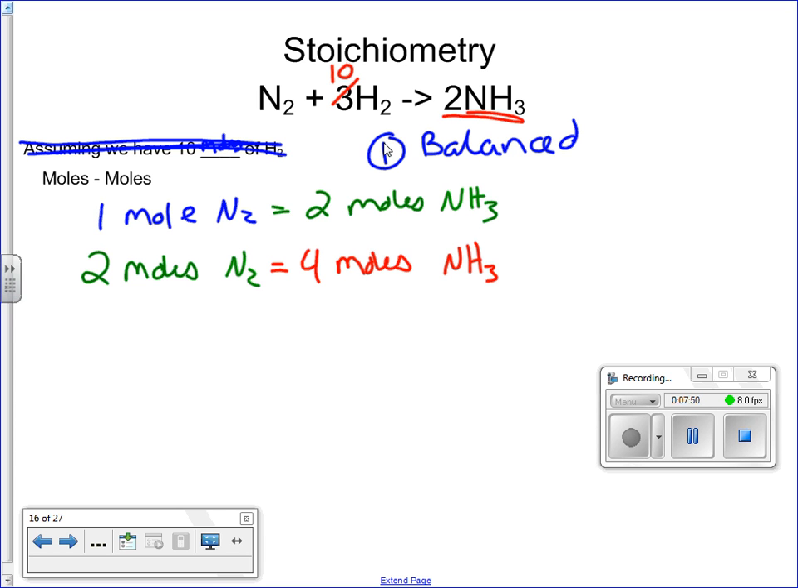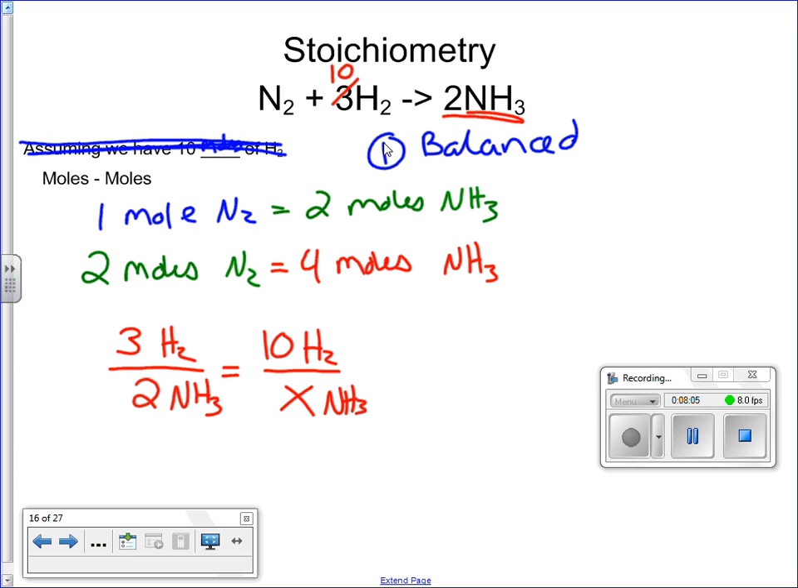The first way is a proportion. I know that I have a 3 to 2 ratio. I don't have 3 hydrogens anymore, I have 10 hydrogens. How many ammonias will I produce? Just keep your hydrogens on top and ammonias on the bottom.